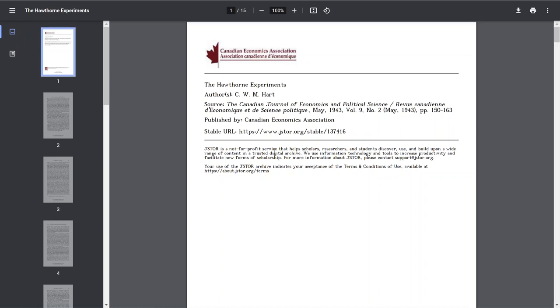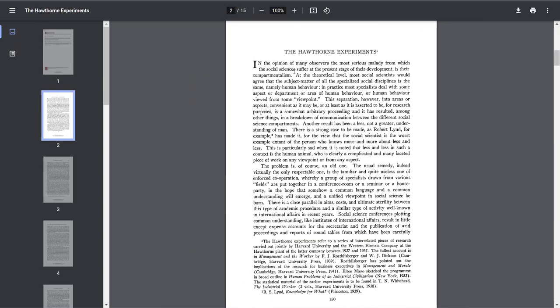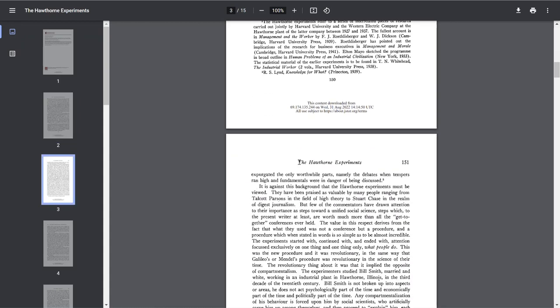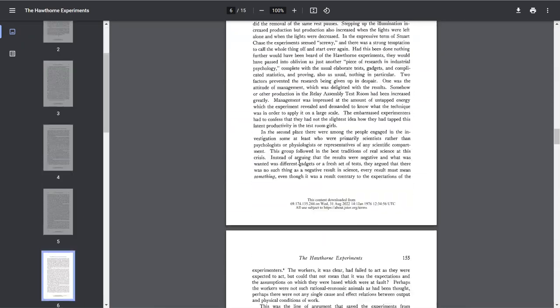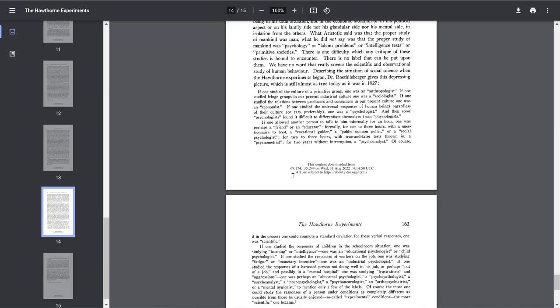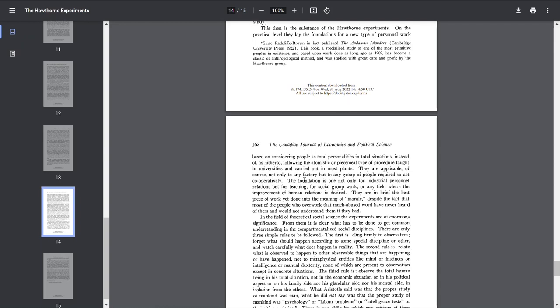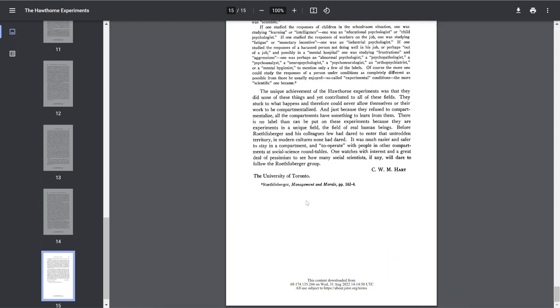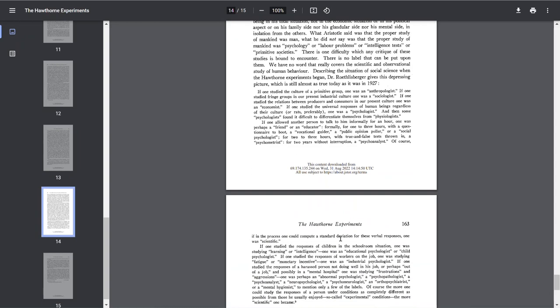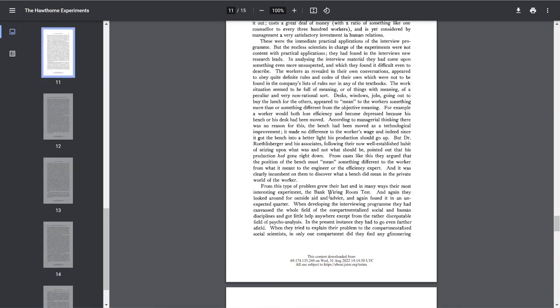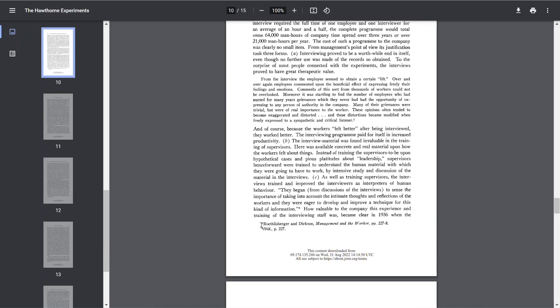It has a title page, which has very important information that you'll need when you create your references and your in-text citations. Then we go down here to the Hawthorne experiments, and we can begin to read this article. We would read all of this article, and you'll notice that in this particular article there is not a reference section. That's not ideal, in my opinion, but the reason is that this is not written in APA format. This is written in some other style.